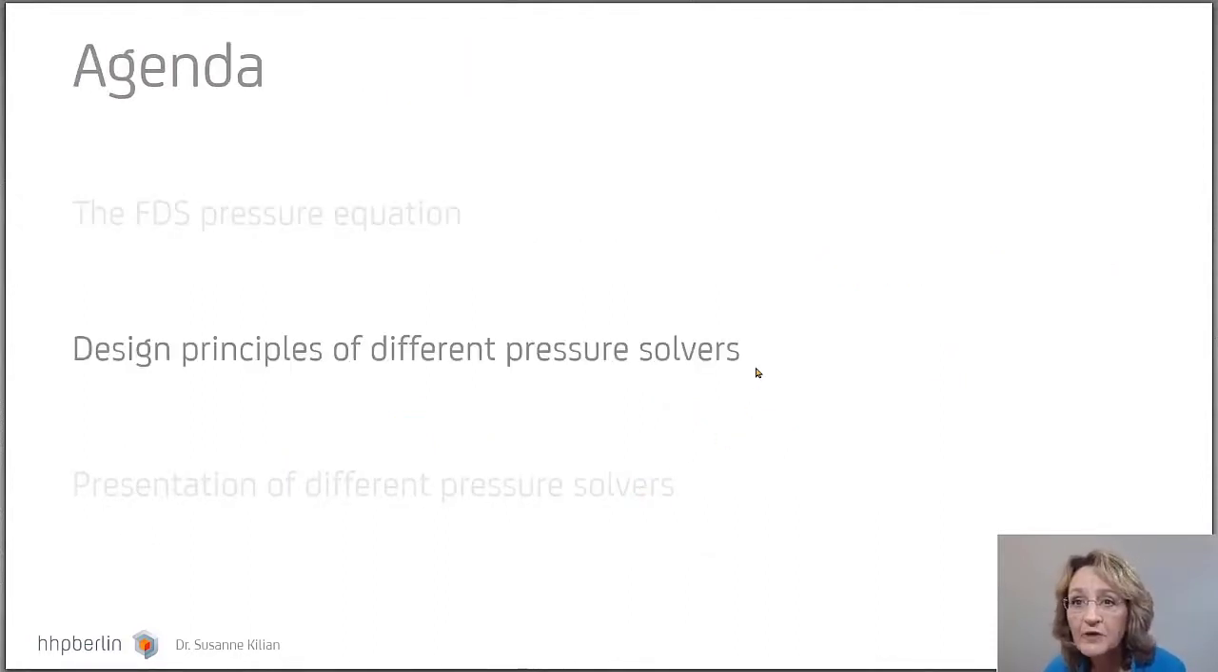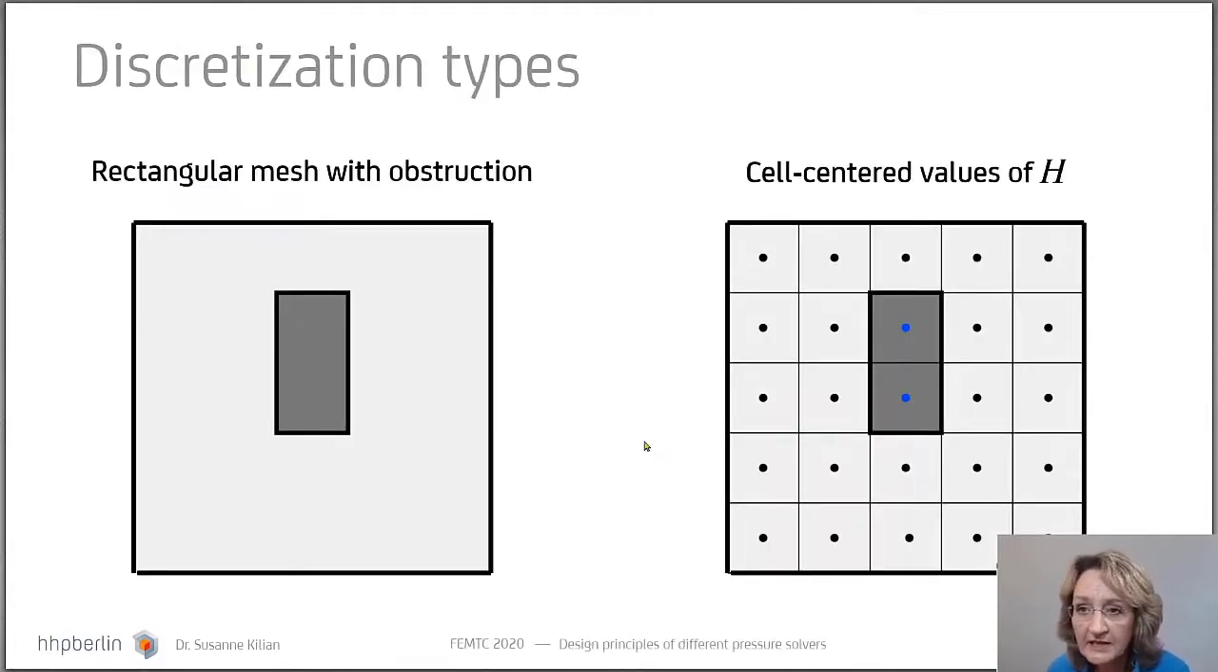Now, in the following, I would like to describe 2 very basic design principles which underlie the different pressure solvers available in FDS. So let's first have a look at the difference between a structured and an unstructured grid. In a typical simulation, you have your domain and you surely have some kind of internal solid cells within this domain. For example, you have walls, you have furniture, or whatever. Now, one big difference consists in the way in which these solid cells are handled.